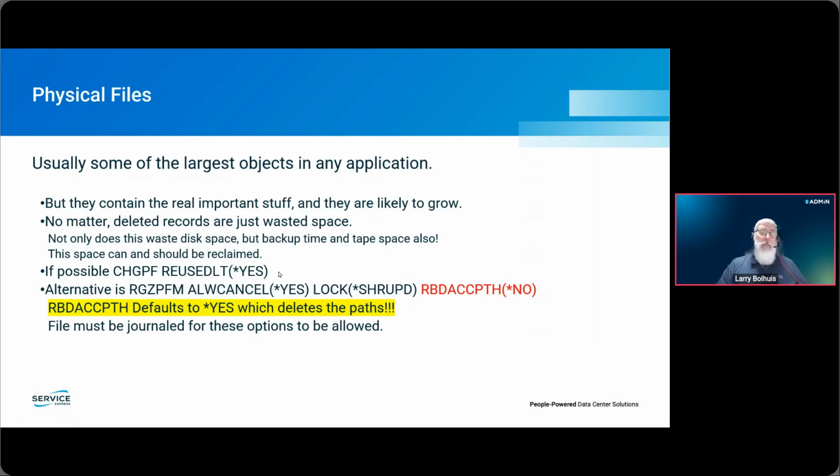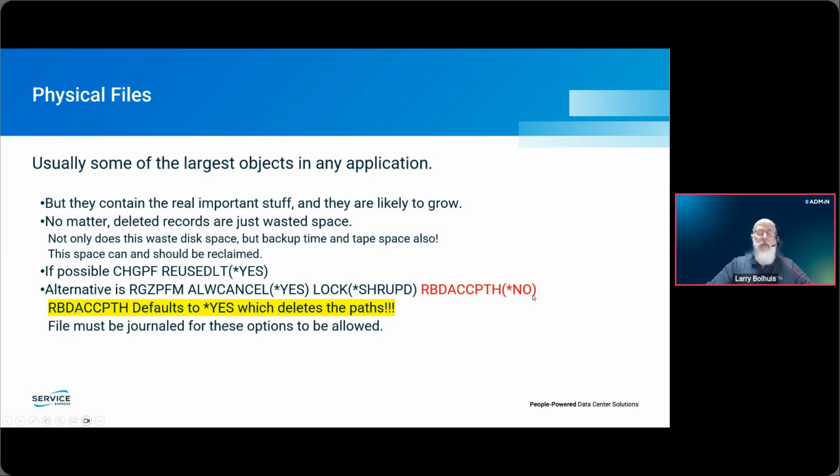But no matter what, if you have a bunch of deleted rows, you absolutely can get rid of those with Reorganize Physical File Member. Now, the fun part has always been, "Yes, Larry, but I need an exclusive lock in order to do that." That's not been true for a long time, because you can do Reorganize Physical File Member with the allow cancel yes parameter, lock shared update parameter, and the key one to remember is rebuild access path *NO.